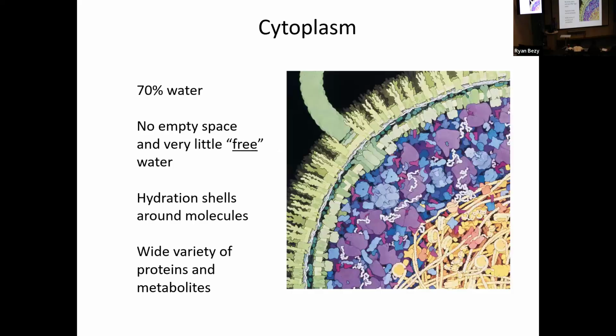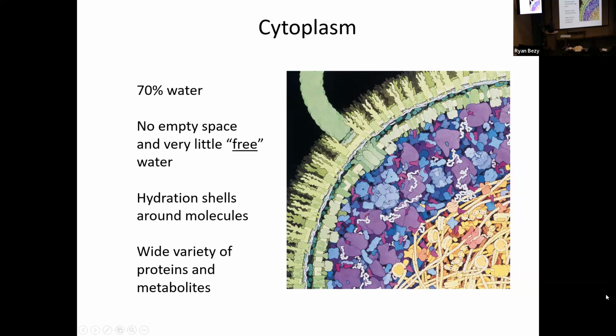First thing is just the cytoplasm itself. Cytoplasm is about 70% water on average in cells. That being said, in the textbook, you guys see the cytoplasm often looks like this nice empty space, right? Not a lot going on there. That's not the way real cytoplasm is. Cytoplasm instead looks like this.